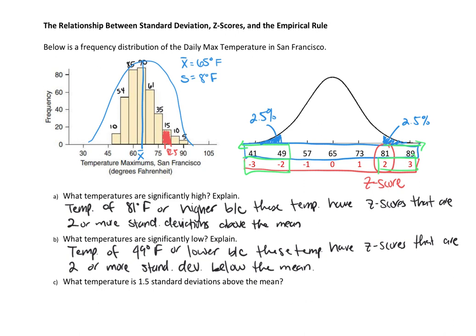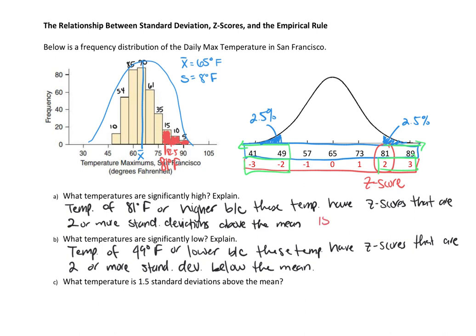So if we are trying to estimate approximately how many days out of 365 days temperatures in San Francisco are higher than 81 degrees Fahrenheit, that means we're going to count up this frequency bar that I just shaded in red and the frequency bar above it. So we would add those days. That's 15 days plus 10 days plus 5 days.